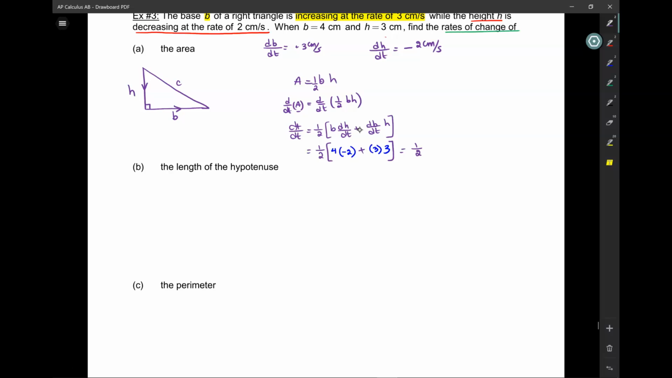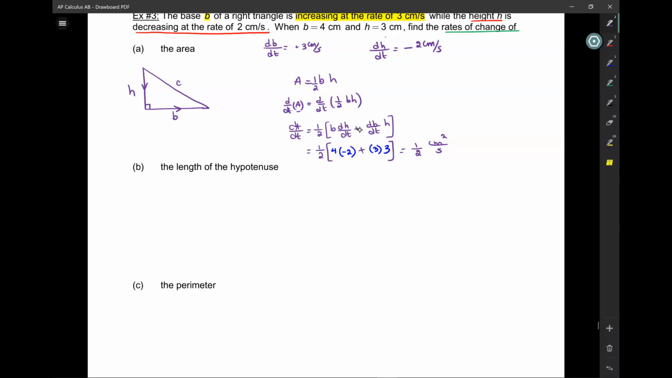Now, this is the rate of the area. So look at this, it's dA/dt. How much has the area changed? Blah, blah, blah, centimeters squared. How much has the time changed? Blah, blah, blah, seconds. So the units are going to be one half centimeters squared per second.